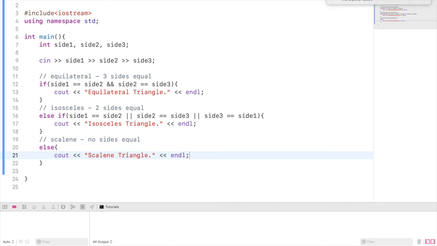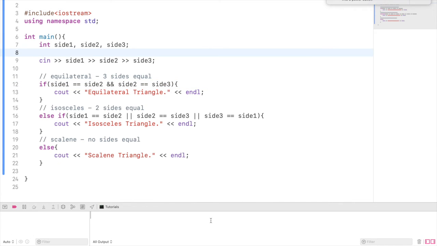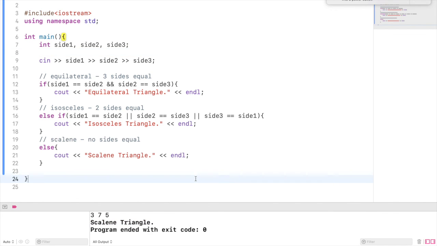Okay, so let's test our program. So let me input three numbers. I'll do 3, 3, 3. And here we get equilateral triangle like we should, because all three side lengths that I inputted are equal to each other. So let's check if 5, 5, 4 returns isosceles, and it does. And let's check the numbers 3, 7, and 5. And here we get the right answer too.